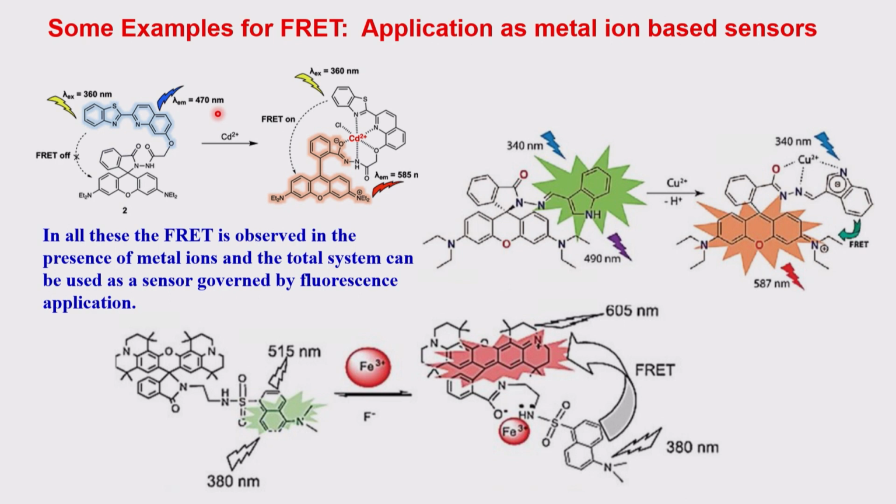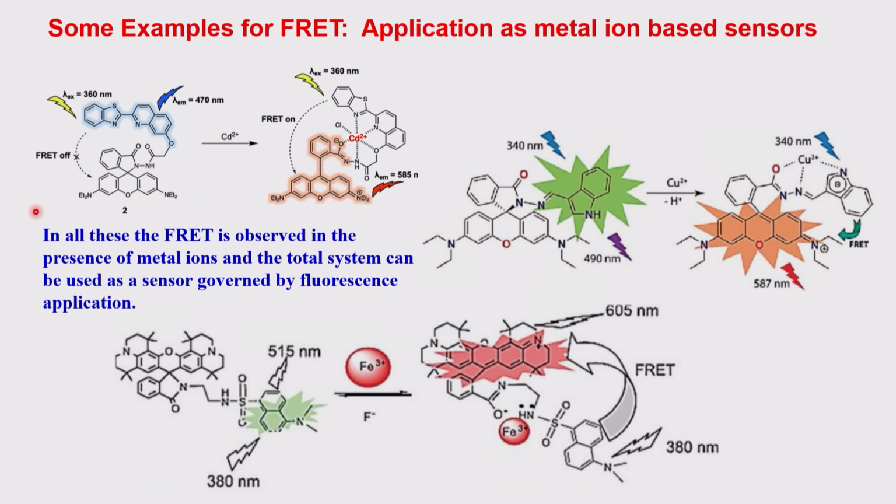Now this can be used based on the intensity at 585. You can find the amount of cadmium 2 plus. You can do a standardization curve first with different concentrations and look at the FRET fluorescence emission intensity, then plot it as a function of concentration, get your normal curve, and then you can go for the unknown. So that means this system will act as a FRET fluorescence sensor for the cadmium ions.